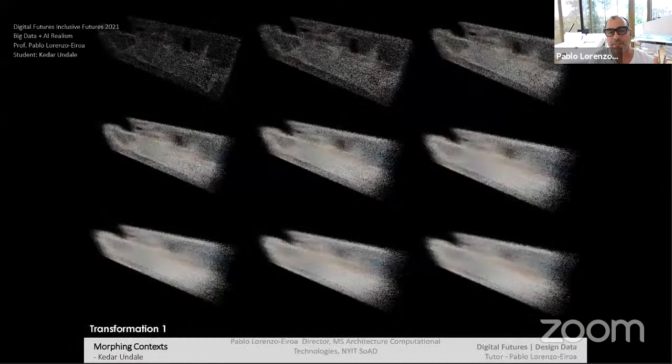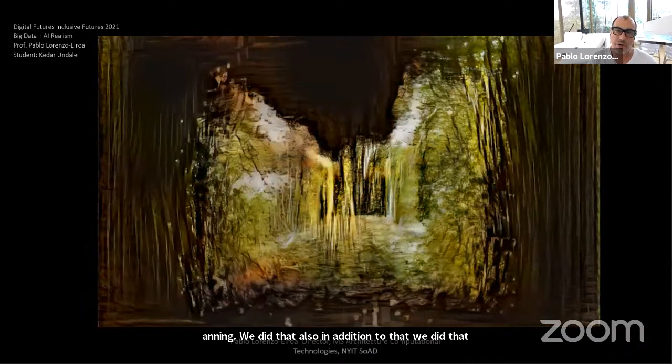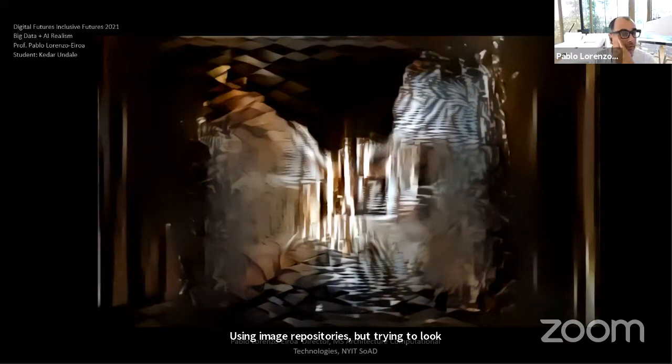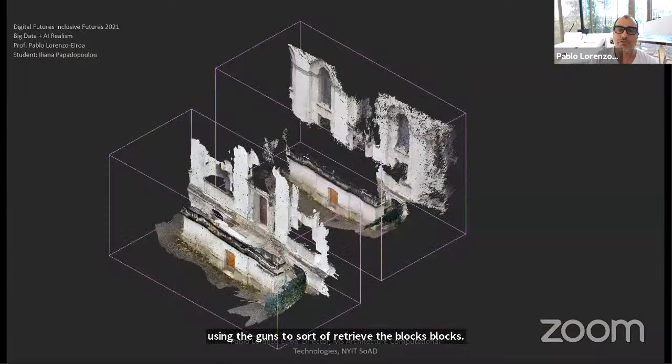We did that also, in addition to that, using GANs, but also using GANs in a different way, using image repositories, but trying to loop among themselves. In other words, using the 3D scan and using the GANs to sort of retrieve the black box, the typical problem of AI, and try to index in the composition of the project a certain kind of recursive loop in terms of the parallel processing that happens at GAN level in order to retrieve what's hidden or what could be the bias in the image repository.